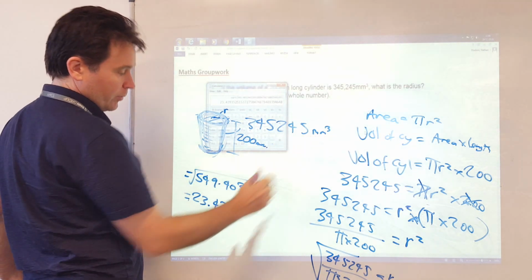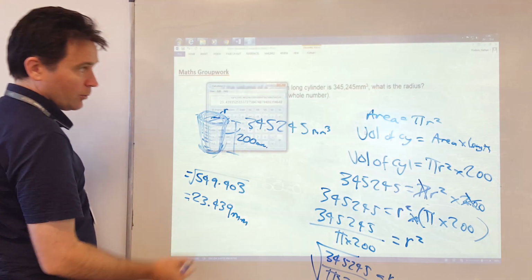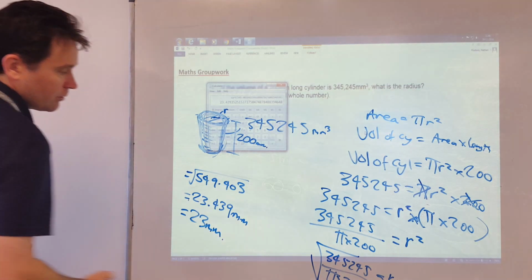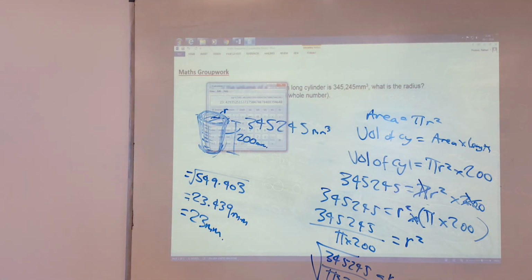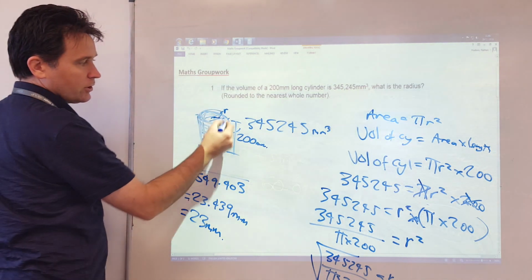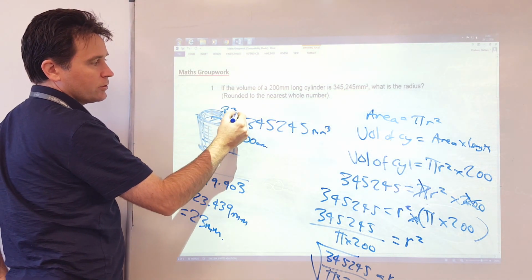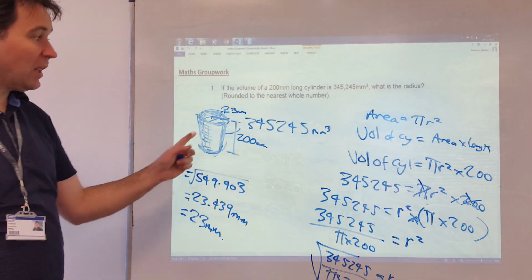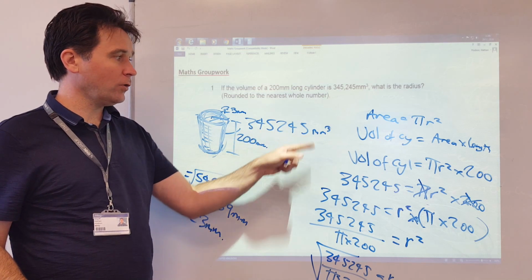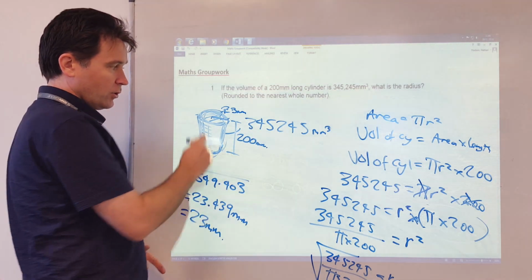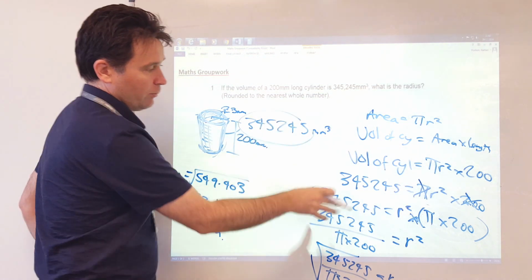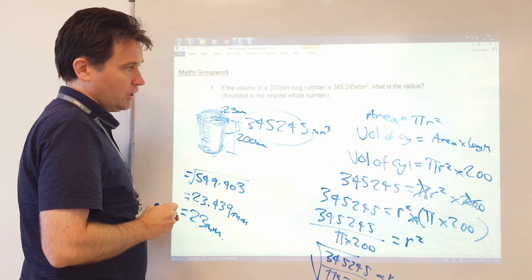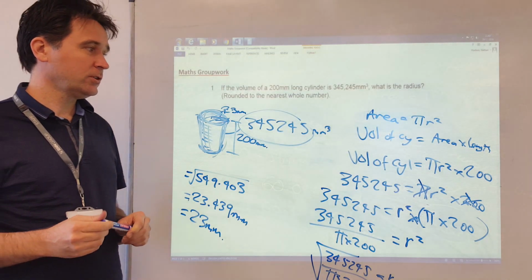This is in millimetres, remember, this is linear millimetres. But it asks for it to the nearest whole number, so in our case it would be 23 millimetres. So, what that's saying is, a cylinder that has a radius of 23 millimetres, that's 200 millimetres long, will have a volume of 345,245 millimetres cubed. So we've started with the end in mind and worked backwards to work out what the radius was in the first place, which is a practical application of transposition. Thank you.